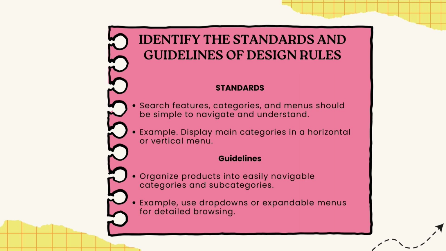Next one is guideline. One of the guidelines in this scenario is to organize products into easily navigable categories and subcategories. For example, use drop-downs or expandable menus for detailed browsing. This guideline is to make the website more organized and easy for users to use.